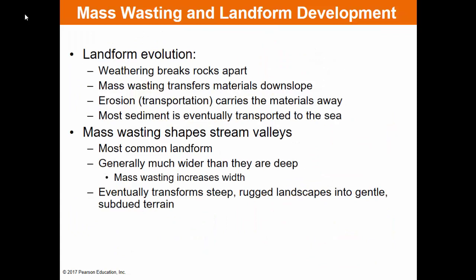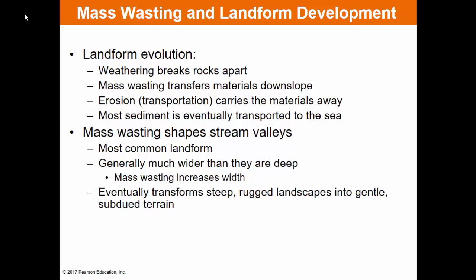Mass wasting has a significant, or perhaps the largest, impact on landform development. It helps in the evolution of different landforms. Weathering breaks rocks apart, mass wasting transfers those materials downslope, erosion and transportation carries the materials away, and that sediment eventually makes its way to the base level, which oftentimes is the ocean or the sea.